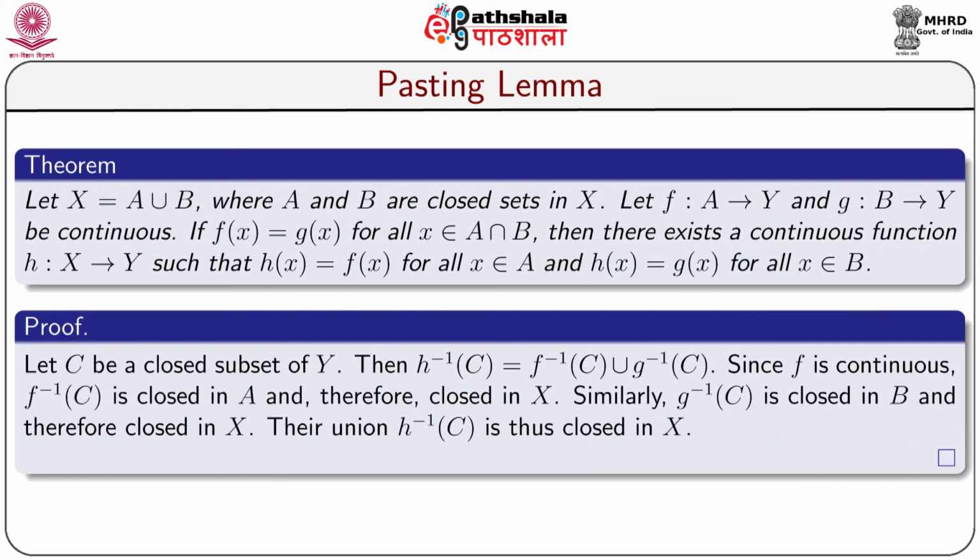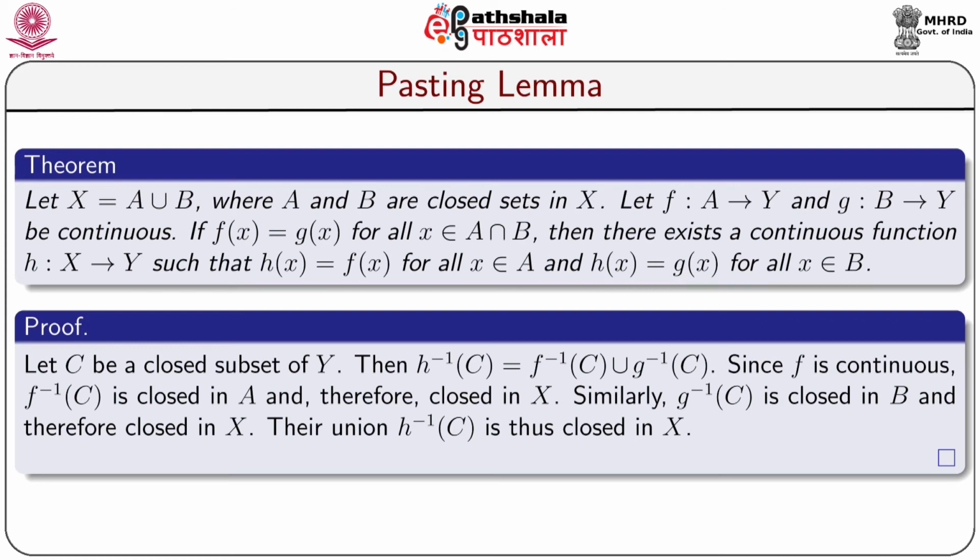Now, this is an extremely important lemma. In literature, it is called the pasting lemma. Theorem: let X is equal to A union B, where A and B are closed sets in X. Let f from A to Y and g from B to Y be continuous functions. If f(x) is equal to g(x) for all x belongs to A intersection B, then there exists a continuous function h from X to Y such that h(x) is equal to f(x) for all x belongs to A and h(x) is equal to g(x) for all x belongs to B.